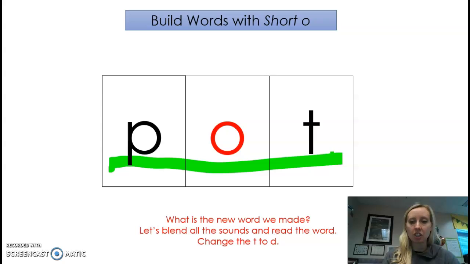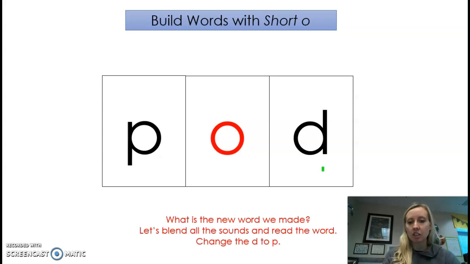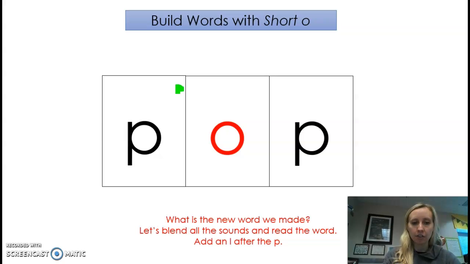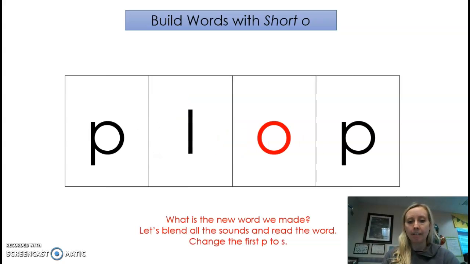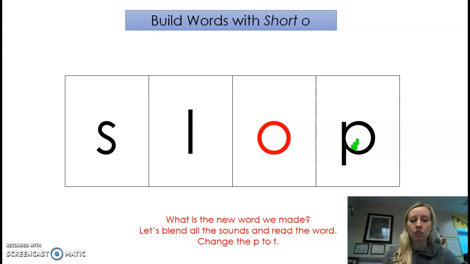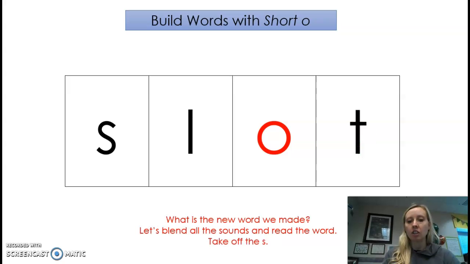So, let's read this word. Pot. Change the t to d. So pod. Change the d to p. Add an L after the first p. So plop. Change the p to s, slop. Change the p to t, slot. Take off the s. Cover up the s, lot.